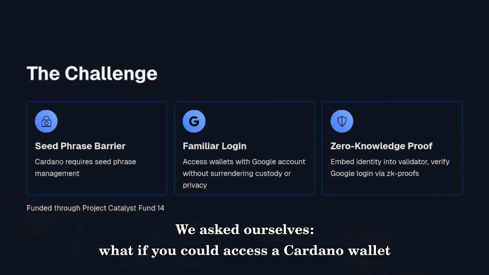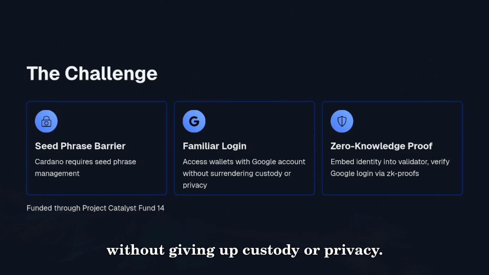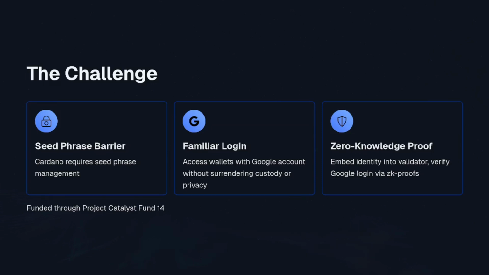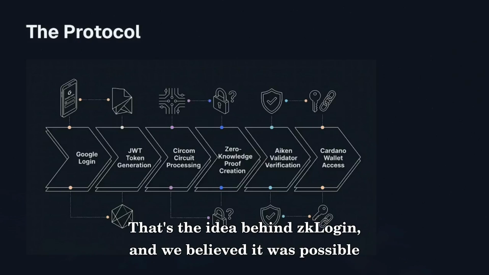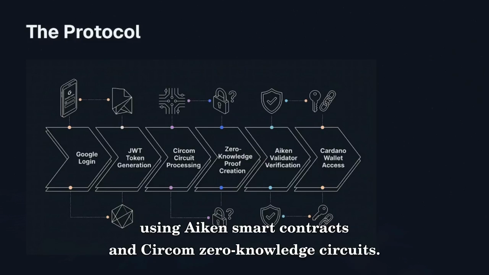Cardano today requires users to manage a seed phrase, and for someone coming from Web 2, it's a deal breaker. We asked ourselves, what if you could access a Cardano wallet the same way you log into any app, with your Google account without giving up custody or privacy? That's the idea behind zkLogin, and we believed it was possible to implement it entirely on top of Cardano existing infrastructure using Aiken smart contracts and Circom zero-knowledge circuits.